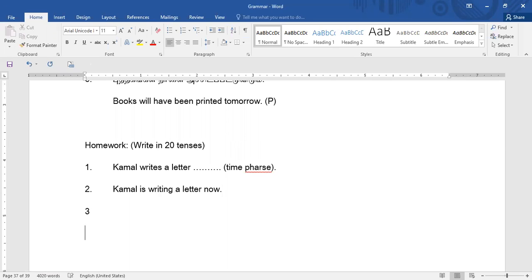Then Sangeetana, you say present perfect, active. Kamal has written a letter. You can add just now because it shows the tense. Just now is the time phrase. Then present perfect continuous.